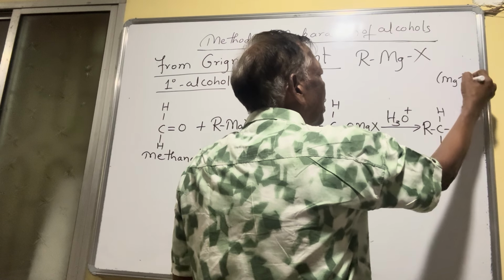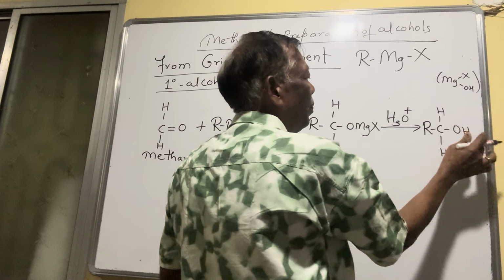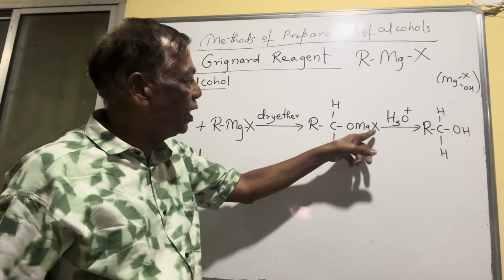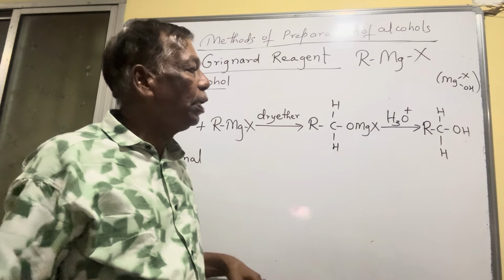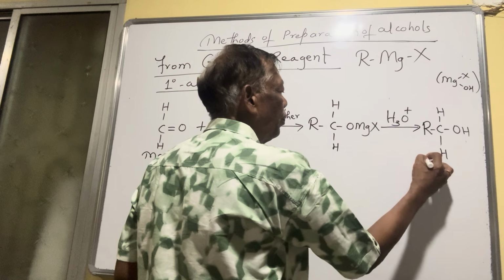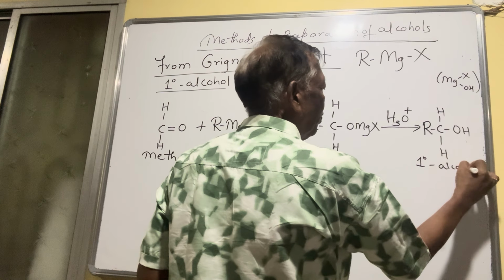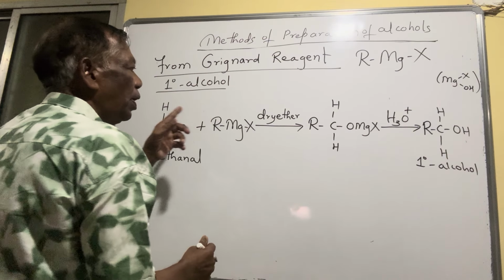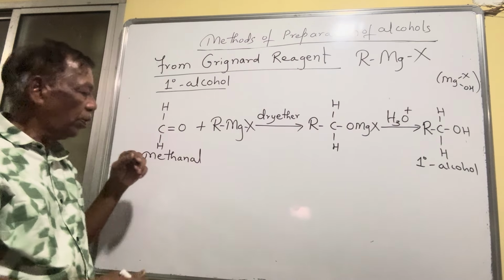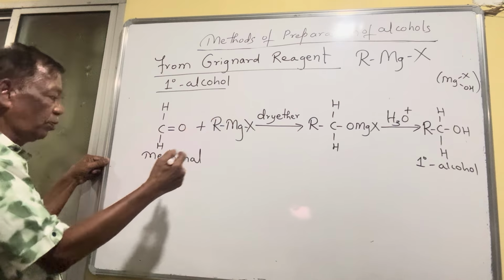There is no need actually. So this is what is obtained as a byproduct. Okay, see MgX and OH. Now this is what alcohol you get, you end up with primary. So if you take methanal and Grignard reagent, you will get primary alcohol. I'll give the example in my next video.